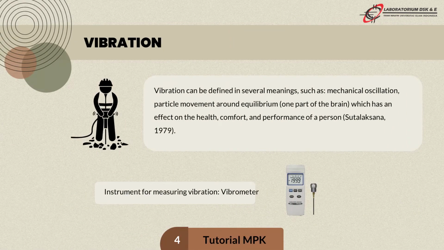Okay, the next factor is vibration. Vibration can be defined in several senses, such as mechanical oscillations, movement of particles around an equilibrium, that has an effect on the health, comfort, and performance of a person. So we can use a vibrometer to measure the vibration level.